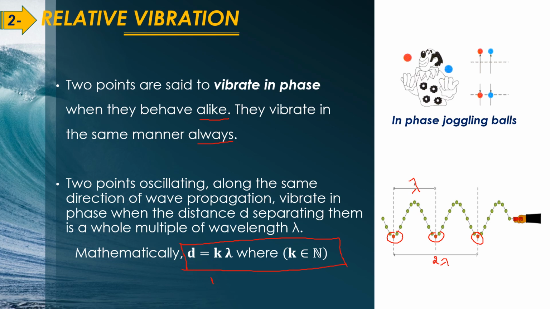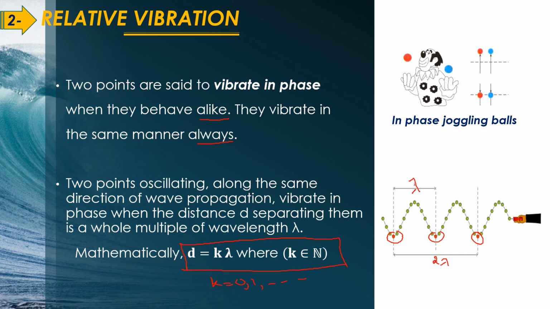Now, k can be 0, it can be 1, it can be any value. But when k is 0, we know that the points are going to be confounded. When k equals 1, we will have the minimal distance between two points vibrating alike. So that's it concerning the in-phase vibration.